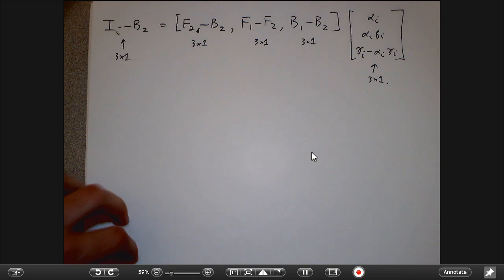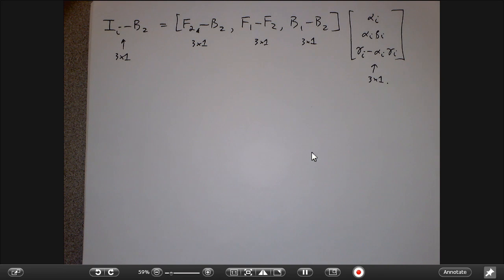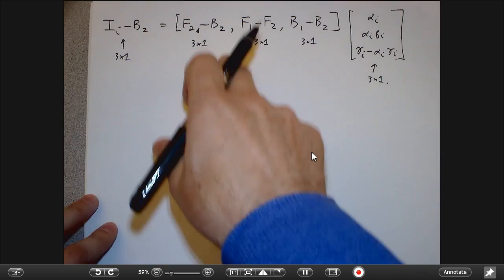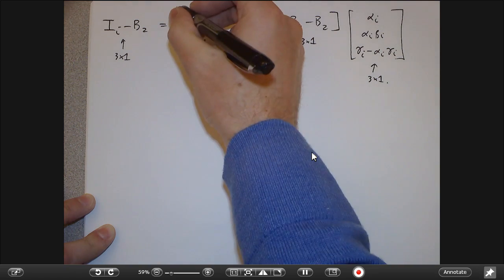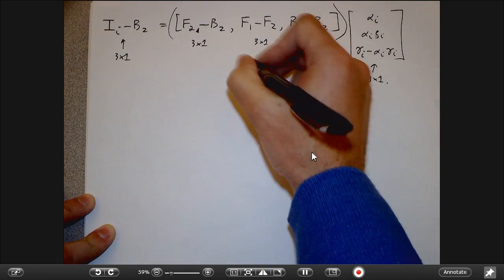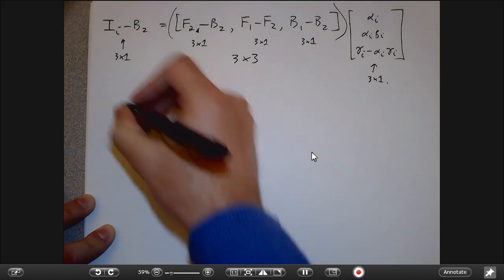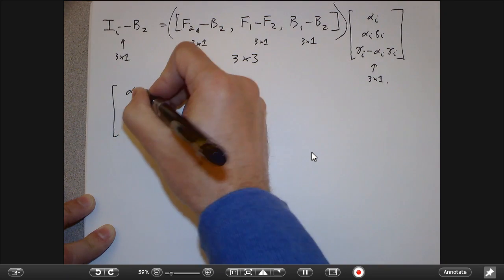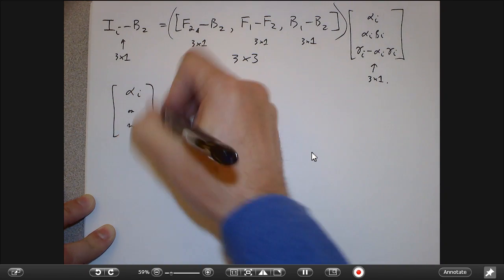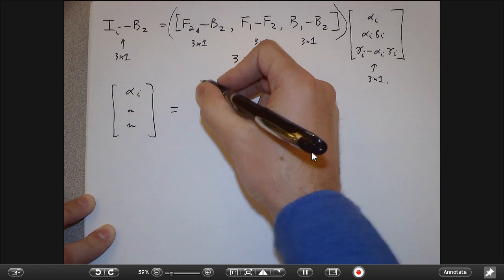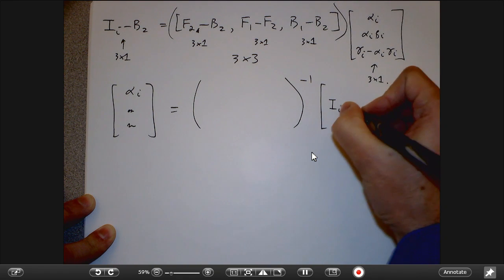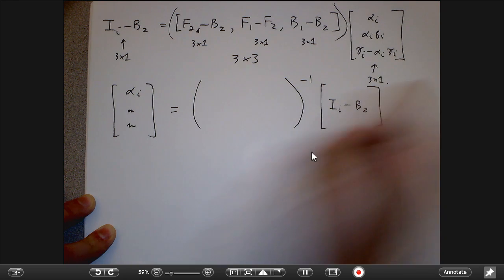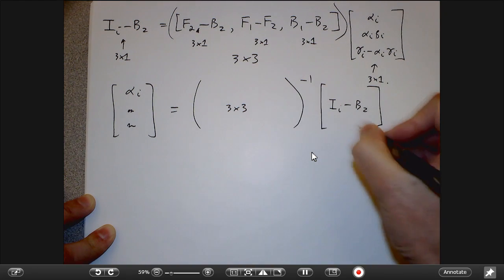Okay, so how does this help us? Well, now what I want to do is get the alpha over here by itself. So I'm going to take the inverse of this matrix. This is a big 3 by 3 matrix by itself. So I should be able to say that alpha I, plus the other stuff, is this big matrix inverse times this vector from the left-hand side. So this is a 3 by 3, and this is 3 by 1.